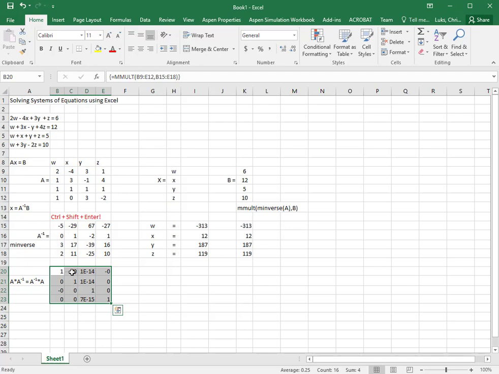Now, it may not look to you like that's all 1s across the diagonal and 0s everywhere else. But 1 times 10 to the minus 14th, or even 7 times 10 to the minus 15th, is pretty darn close to 0. So you're going to have a little round-off error perhaps, but this is indeed the identity matrix.